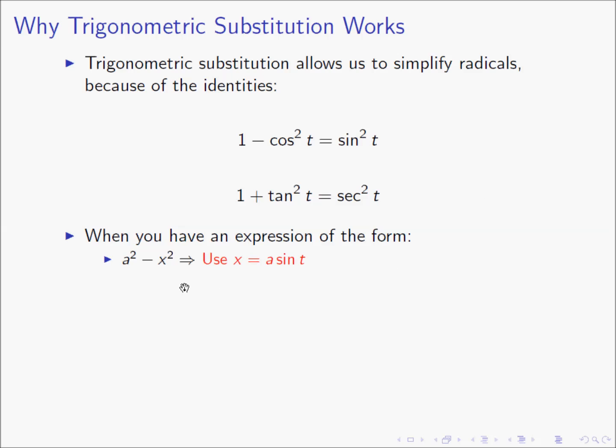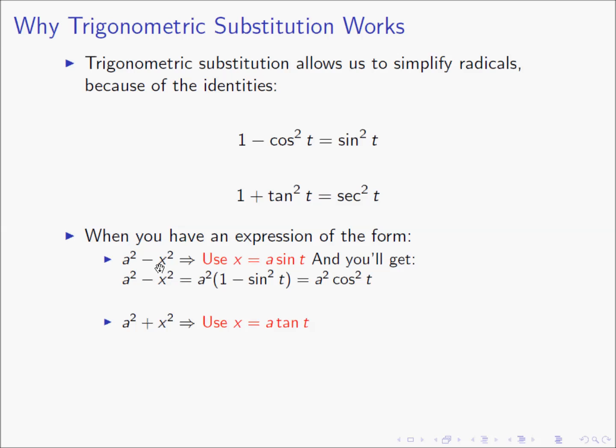For example, when you have an expression of this form, a squared minus x squared, where a is a constant, you should use the substitution x equals a sine of t. If you do that, you will get a squared minus a squared sine squared of t. You can write this by factoring the a squared, and this equals a squared cosine squared of t. Doing this substitution will allow you to simplify many things.